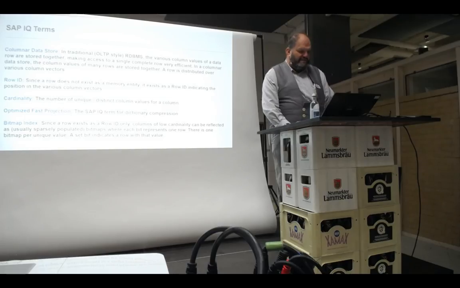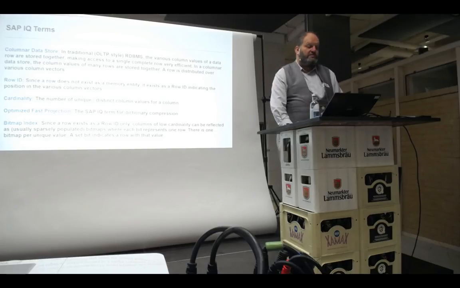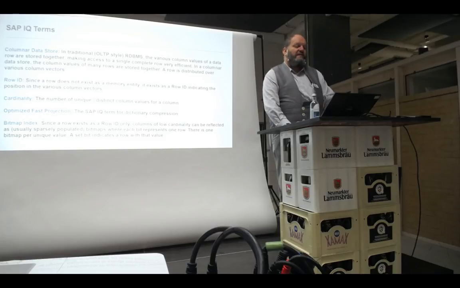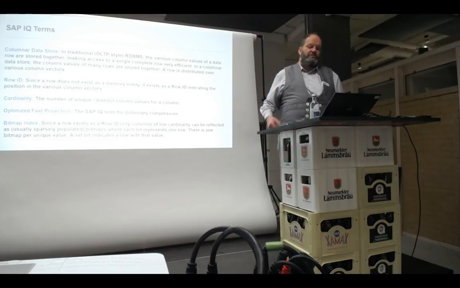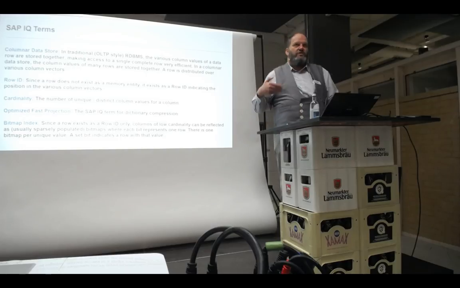Some terms, I'll keep it short. Cardinality will be a very important term. That's the number of unique or distinct column values for a given column. And the other thing is optimized fast projection. That's the IQ term for dictionary compression. We are using pretty much the same approach as HANA does.